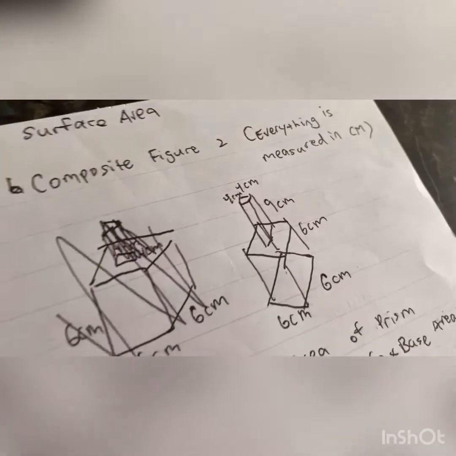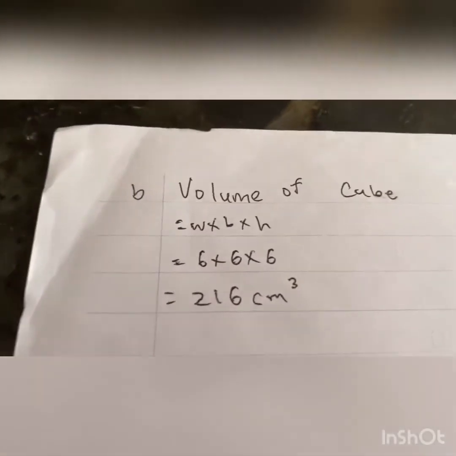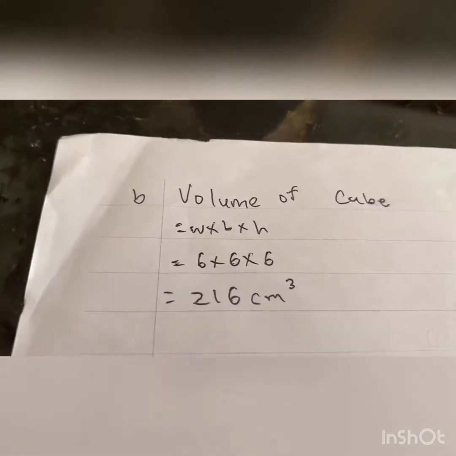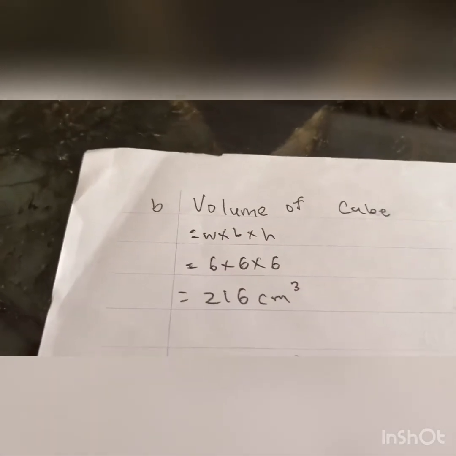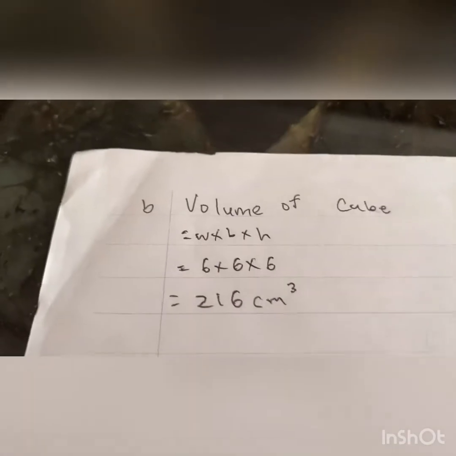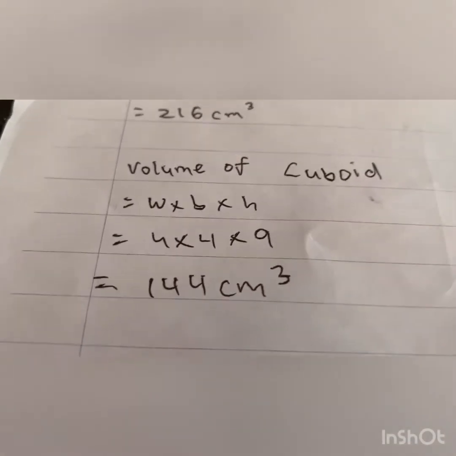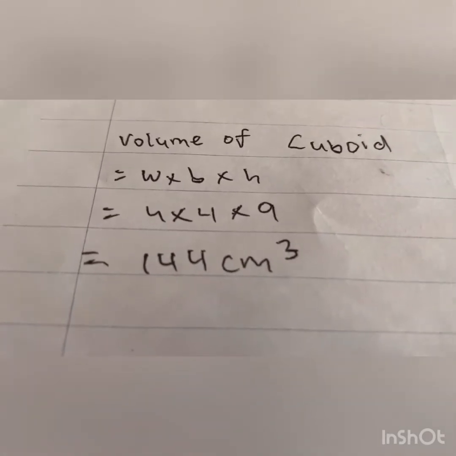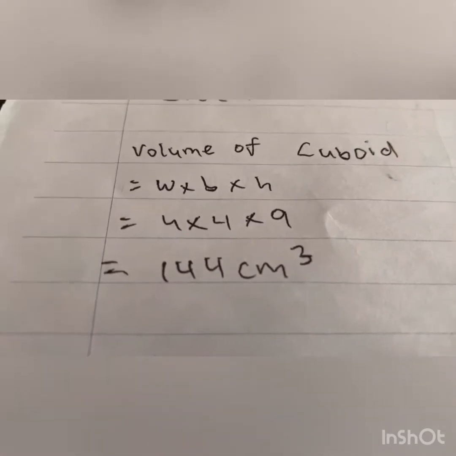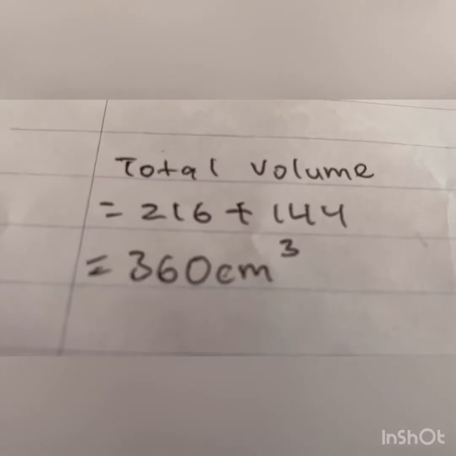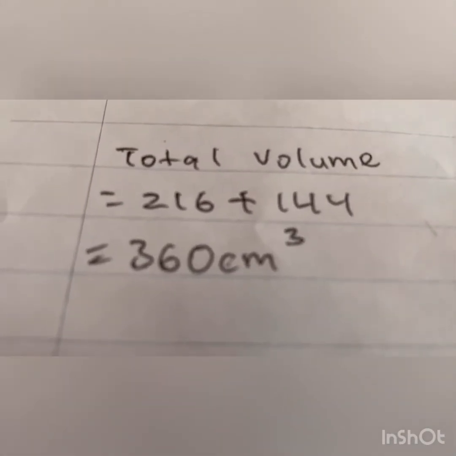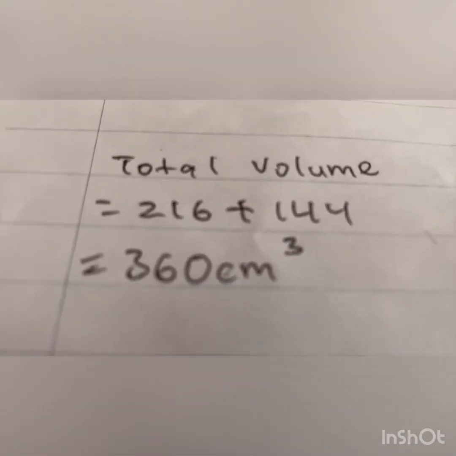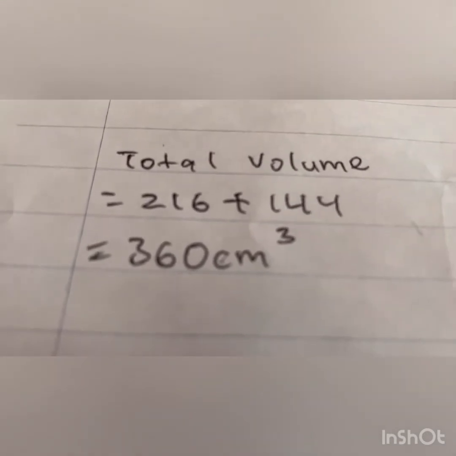For the next shape, which is a cube and a cuboid. First we have to find the volume of the cube, which is the same as just now. Width times breadth times height. 6 by 6 by 6, which is 216. Then we have to find the volume of the cuboid, which is width times breadth times height, which is 4 by 4 by 9, which is 144. As you can see here, the total is 360, which is 216 plus 144, which equals 360.